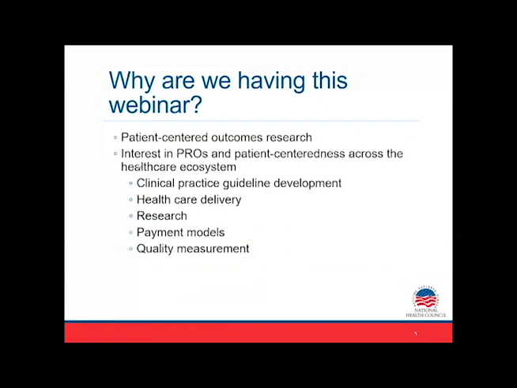Other reasons why we're having this webinar: we are talking about the interest in patient-reported outcomes and patient-centeredness across the board in the healthcare ecosystem. We see much more attention for patient-centered outcomes research, as we've seen coming from PCORI, and then just in terms of patient engagement in clinical practice guideline development, in healthcare delivery, in research like patient-centered outcomes research, in payment models, and in quality measurement. So there isn't just a role for patient engagement in medical product development. There's a role in many areas, and oftentimes part of that role will be capturing patient-reported outcomes.